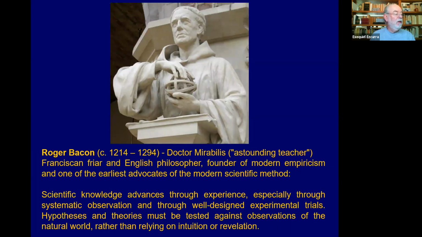Roger Bacon thought that scientific knowledge advances through experience, and especially through systematic observation and through well-designed experimental trials. He was a supporter of experiments to understand nature. He also believed that hypotheses and theories could be tested against observations of the natural world rather than relying on intuition or revelation. So he was the first one to bring this idea that you can make experiments in the natural world, and that the same experiments should yield the same results if done with the same design.